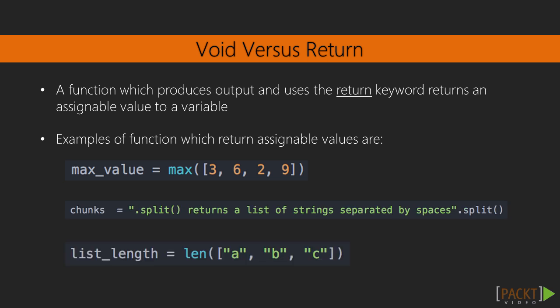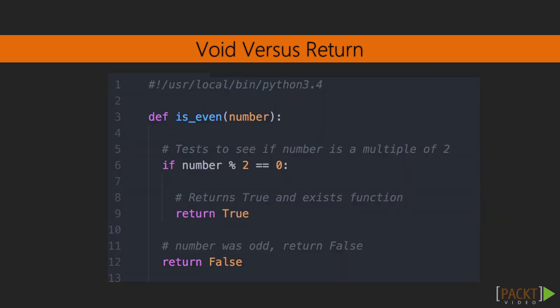Other examples include when you split a string by spaces, it returns a list with those strings in a list. And another example is the length function. It returns the length of a list in this example. So we can assign list length to the length. So this is how we would create a function which returns a value.